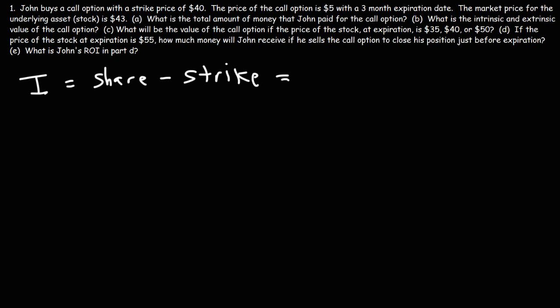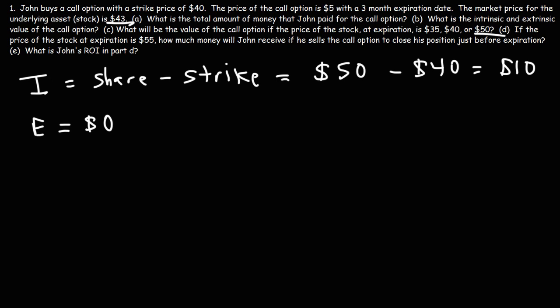So now let's consider the third scenario. Let's say the stock went up from $43 to $50. In this case, what is the value of the call option? The price of the stock is 50. The strike price is still 40. So the intrinsic value is 10. And the extrinsic value, this time I said it right, is always going to be 0 at expiration. That's not going to change. So the value of the call option is $10.